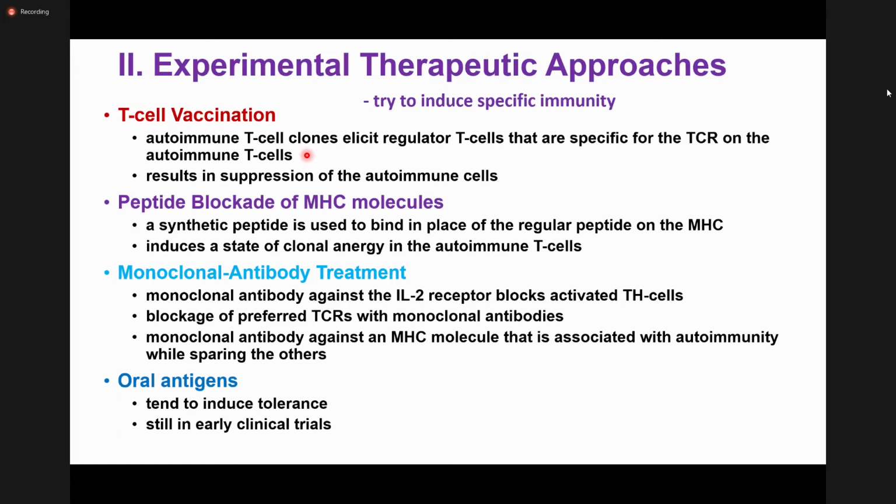Another one is monoclonal antibody, okay? Different monoclonal antibodies target different sites for specific immunity. So monoclonal antibodies, especially against interleukin-2 receptors, can block the T helper cells. Blockage of preferred T cell receptors is also another approach for monoclonal antibodies. And then we have the oral antigens that can induce tolerance, okay? But currently they are still in trials, it seems.